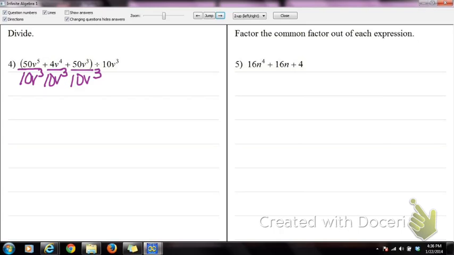We look at the first, 50 divided by 10, and we can reduce that to either 5 or 5 over 1. Now we need to look, where are there more v's? There are more v's on the top. How many more? 2.